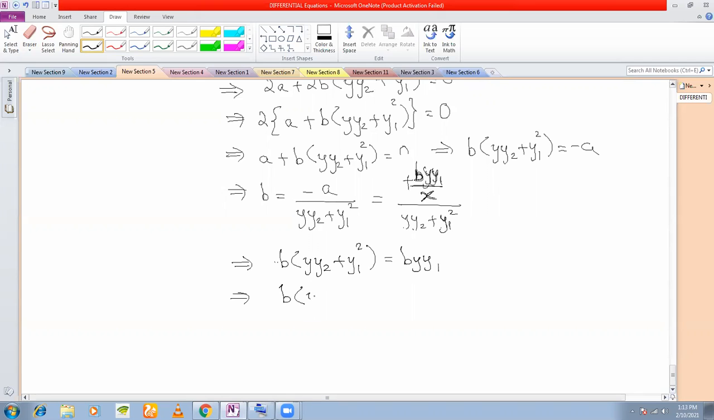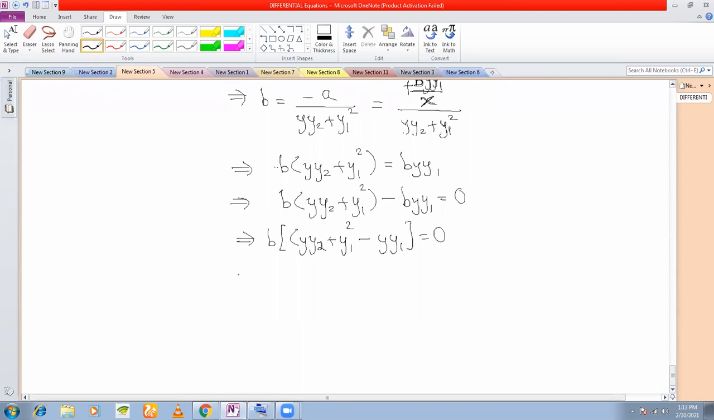Now what you do is you take everything on one side, minus b y1 is equal to 0. Now you can take b out. You get b times (y y2 plus y1 square minus y1, this is y2, sorry, minus y1), isn't it? Equal to 0. That means either b is equal to 0, or y y2 plus y1 square minus y1 is equal to 0.